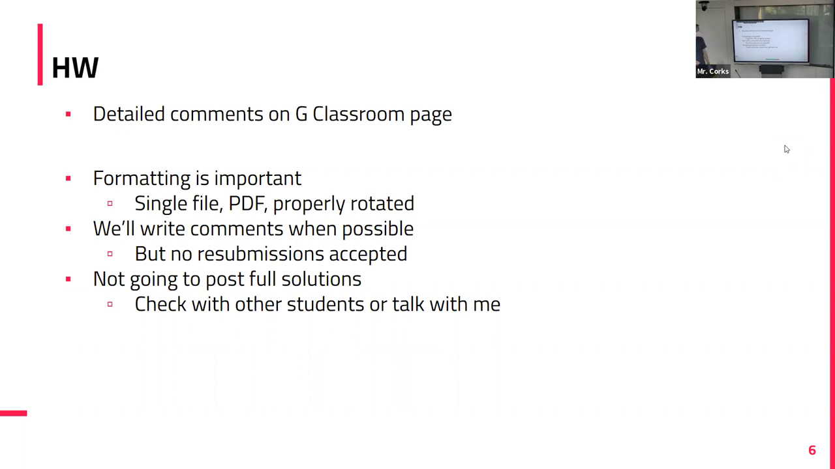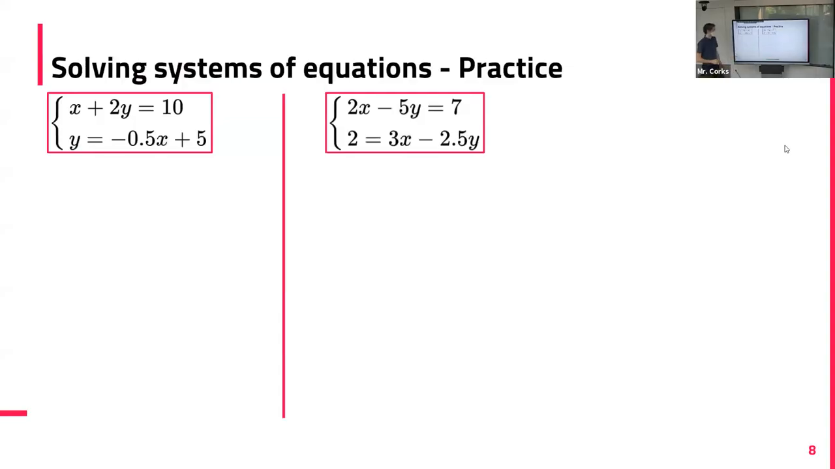All right, then let's go to some review from last time. We did these smaller 2x2 systems. So let's take a moment now. Please try to solve these. Substitution or elimination, it's your choice, whatever seems more effective here. Go ahead.